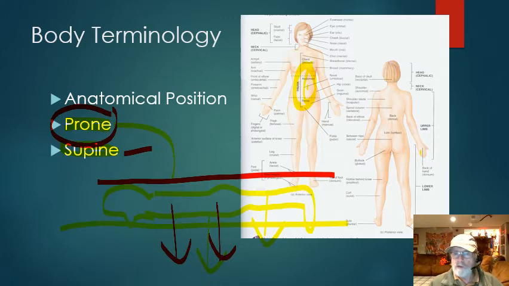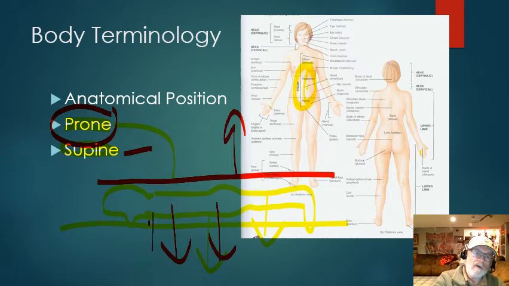Okay. So those things have to be described. So supine means lying on your back with the anterior portion facing upwards, or the front facing upwards, and prone means lying on your stomach, the anterior portion facing downwards.